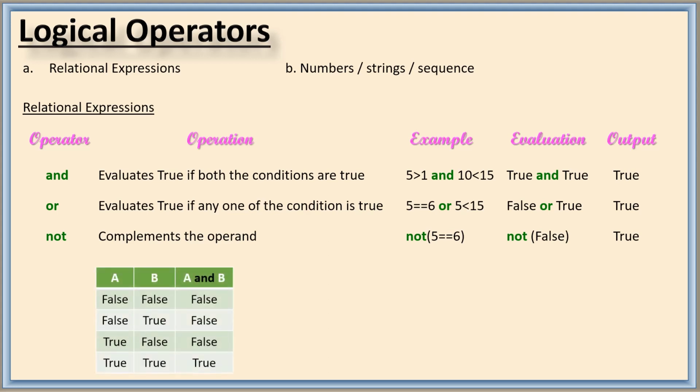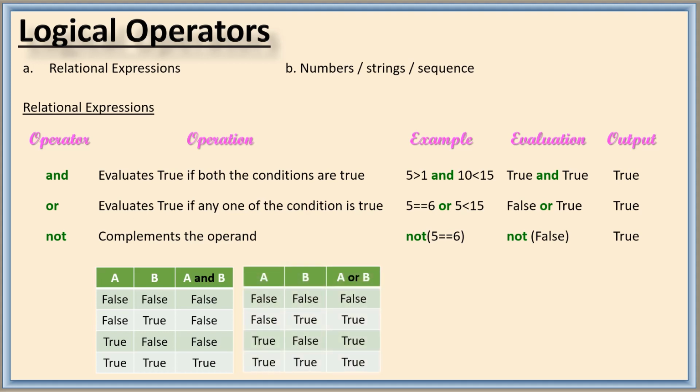For AND here, false and false results in false, false and true is false, true and false is also false, and true and true only becomes true. So if either one of the expressions is false, it gives false as the output. So this is the AND operator.